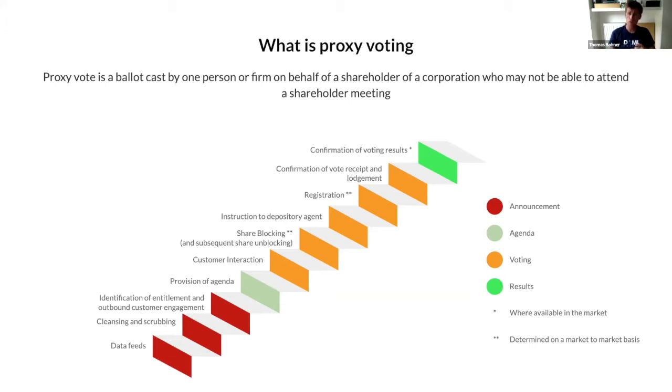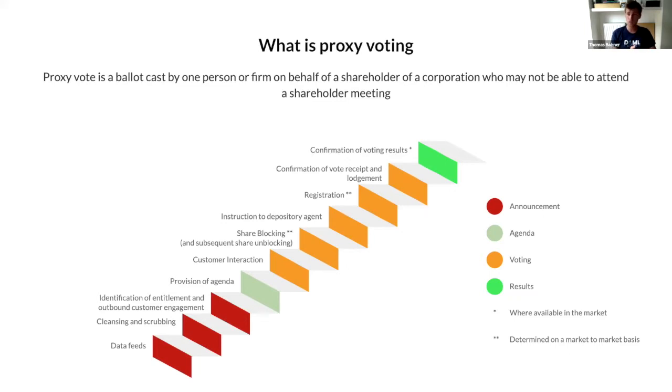Now, the proxy voting process itself has four main blocks. First of all, there will be an announcement from the issuer that there is a certain topic that needs voting. There will be interaction with the customer on the agenda. There will be the process of voting itself, and there will be the confirmation of results.